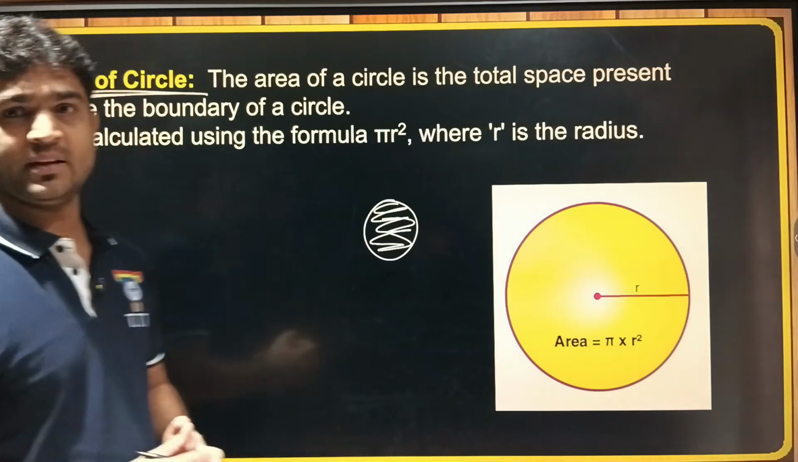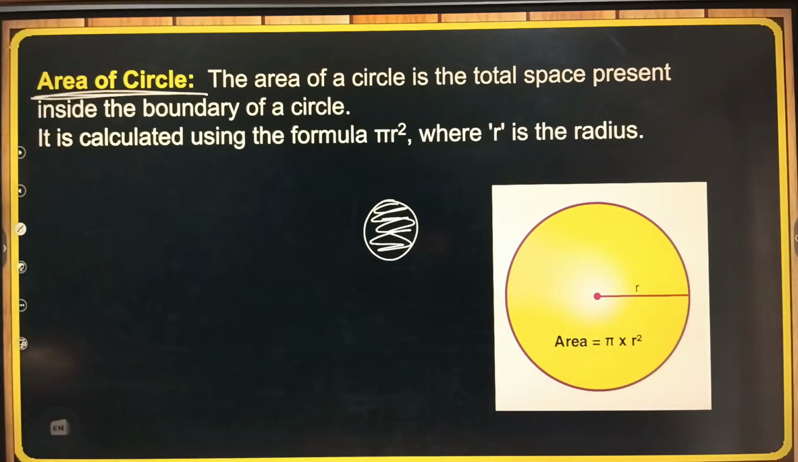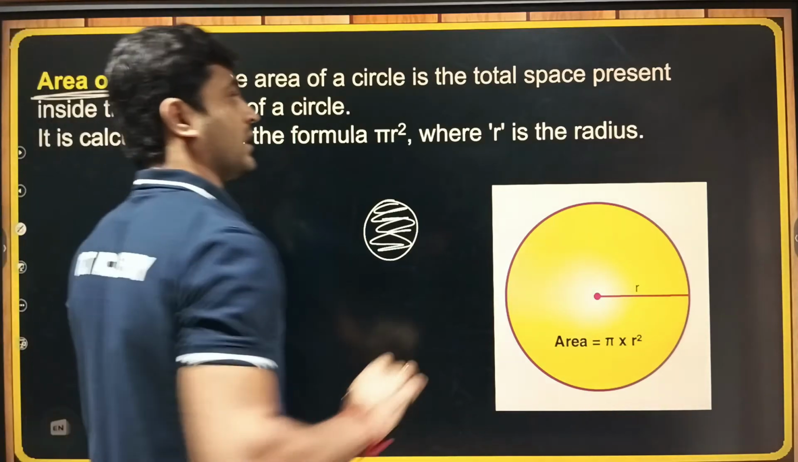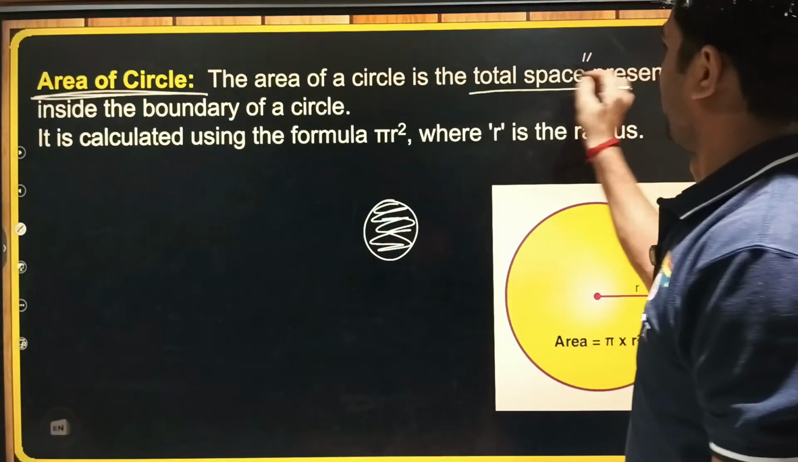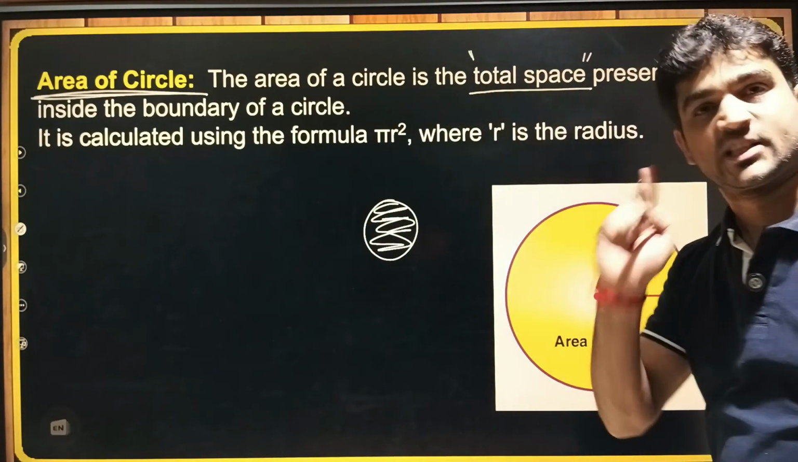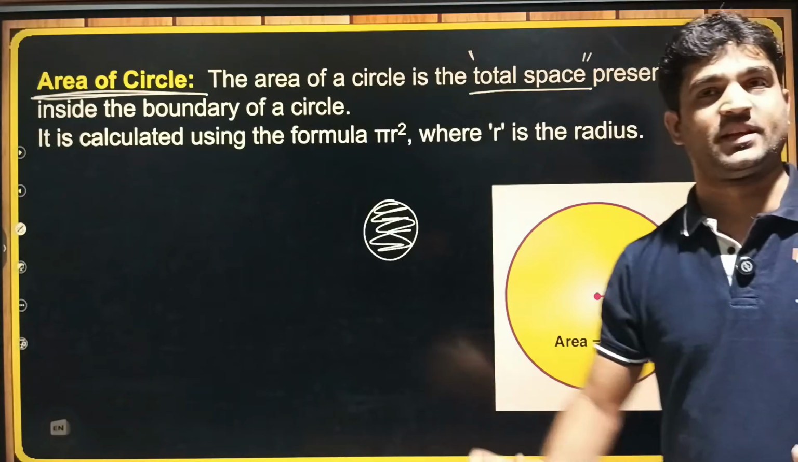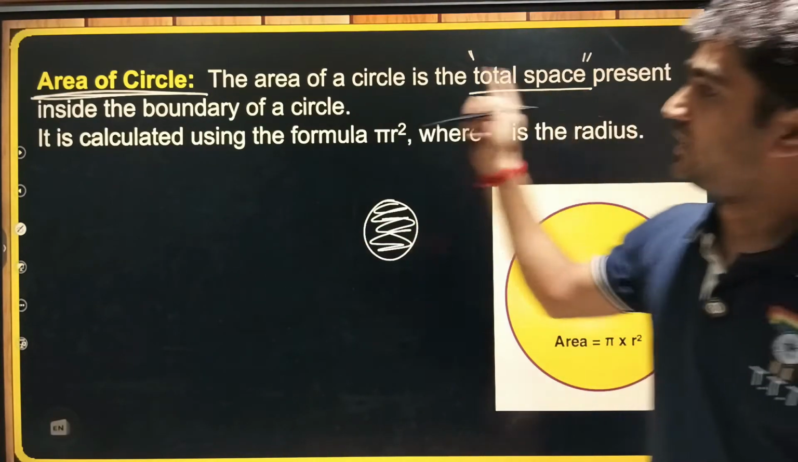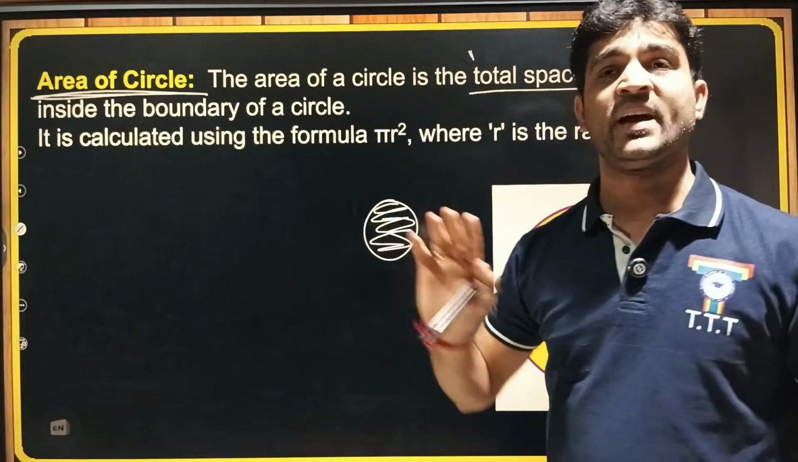That is the area of a circle. Now dear friends, listen here. Area of circle is the total space. Underline this word. This is very, very important. Total space. Space which is covered. Total space present inside the boundary of a circle.